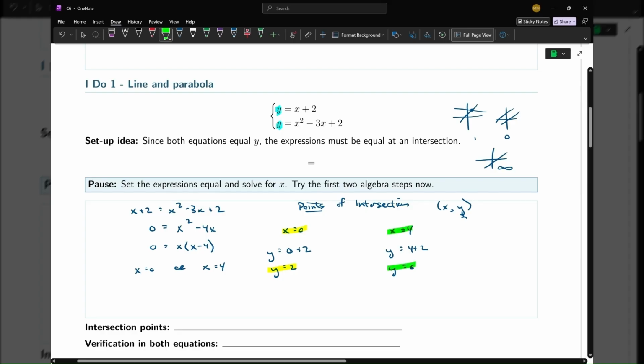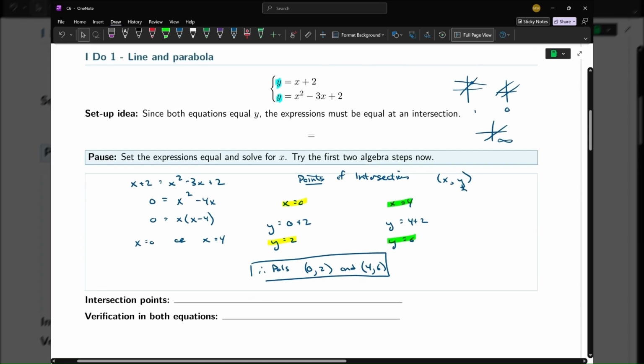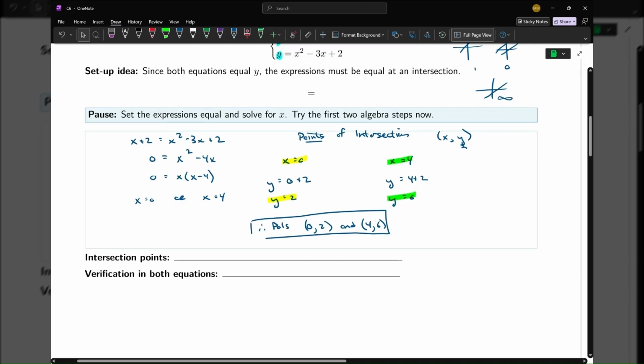So therefore, at the end of the question, we could say, well, okay, we have our answers. The POIs, the solutions, are going to be the point 0, 2 and the point 4, 6. And that's it. So again, note that we wanted to know where these things intersect each other in 2D space, so we did need those second points. So again, our points are 0, 2, and 4, 6.